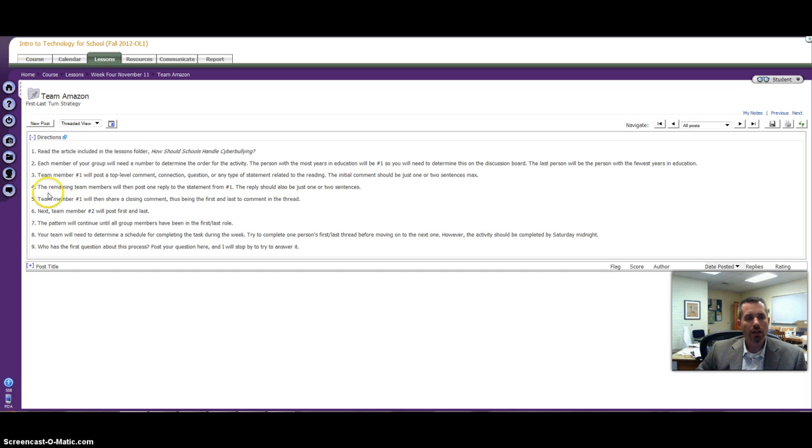The next step, number 4, the remaining team members, in order from that point, 2, 3, 4, 5, and maybe even 6, will post 1 reply to the statement from number 1. So in that same thread, each of the other members will also make a reply that's just 1 or 2 sentences. When it comes all the way back around, team number 1 will then get the last say. That's the reason this is called first last turn strategy. Team member number 1 will then share a closing comment, thus being the first and last to comment in the thread. Number 6, team member number 2 will then start this process all over, and the pattern will continue until all group members have been in the first last role.